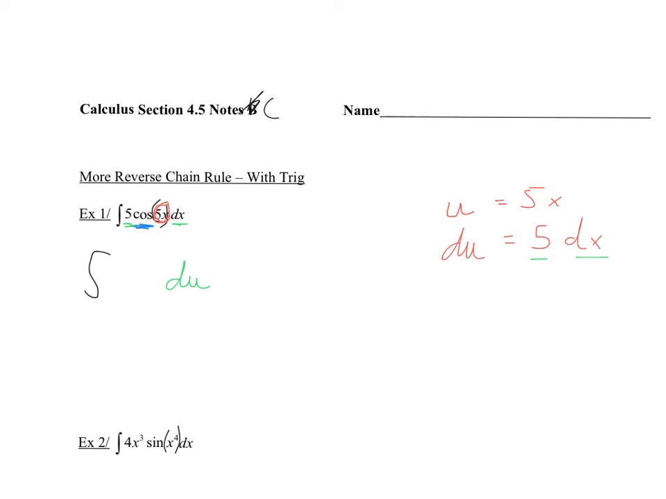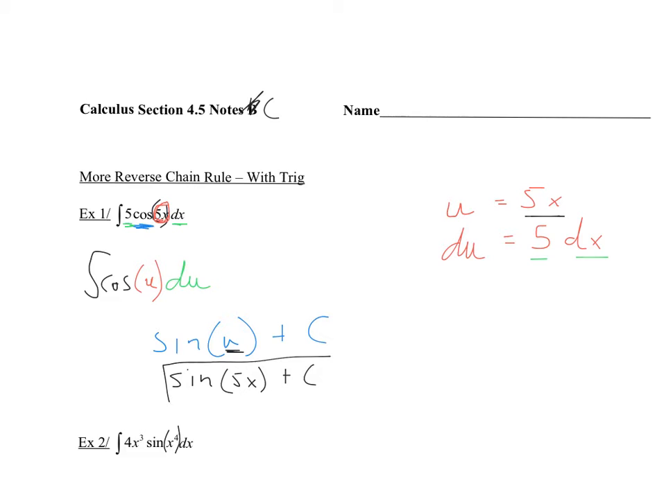And I have the integral of the cosine of 5x, which is u. So I have the integral of the cosine u du. Well, the integral of the cosine, we know, is going to be the sine. So it's the sine of u plus c. And again, the last step is to replace u with what it was up here. So that would be the sine of 5x plus c. So that is our answer.